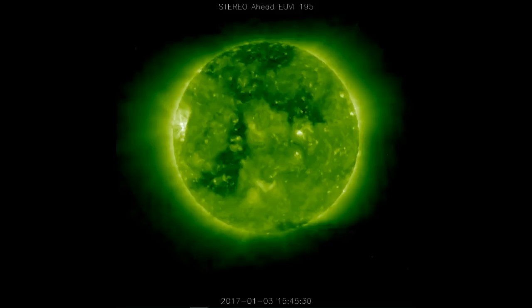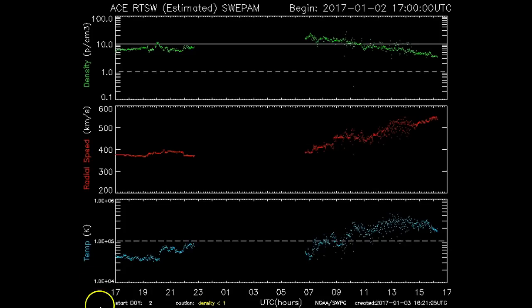Quickly look at the back side of the sun. This is STEREO Ahead. Notice the timestamp at the bottom, January the 3rd. This is a satellite on the back side of the sun. This is the one that just passed us. The dark images here, it is a coronal hole. This is all rotating around.